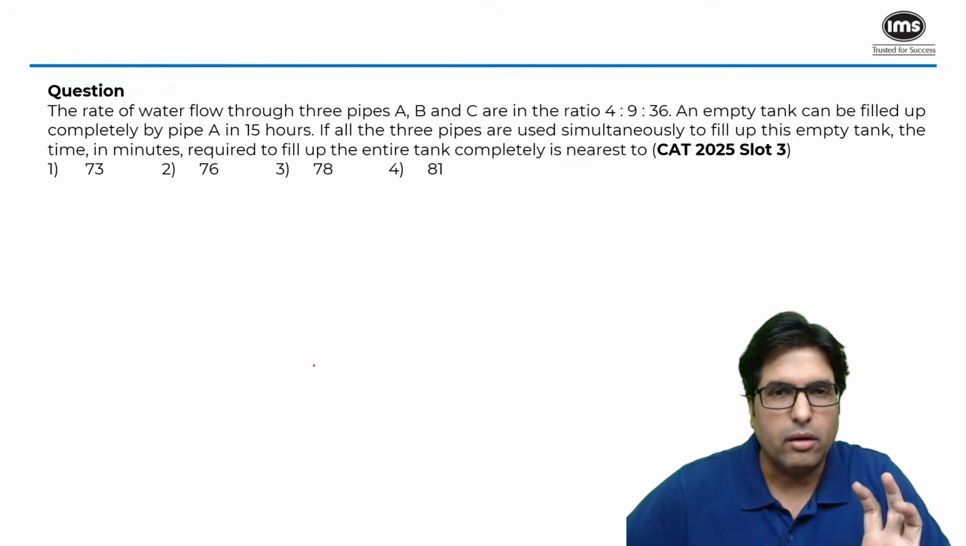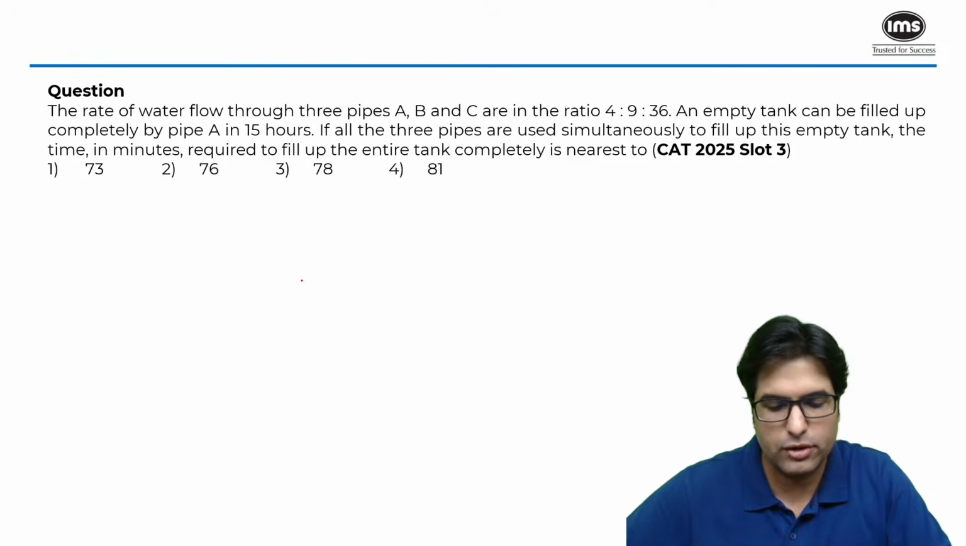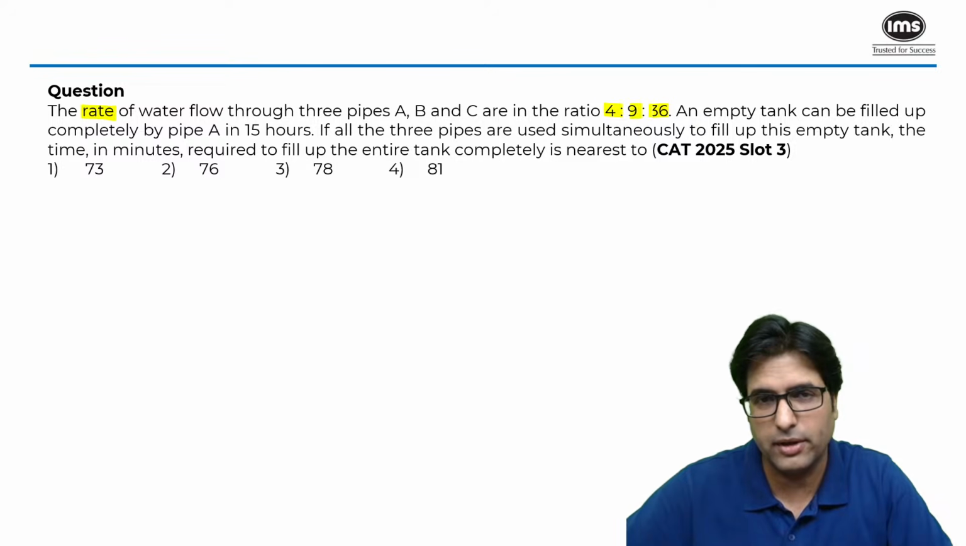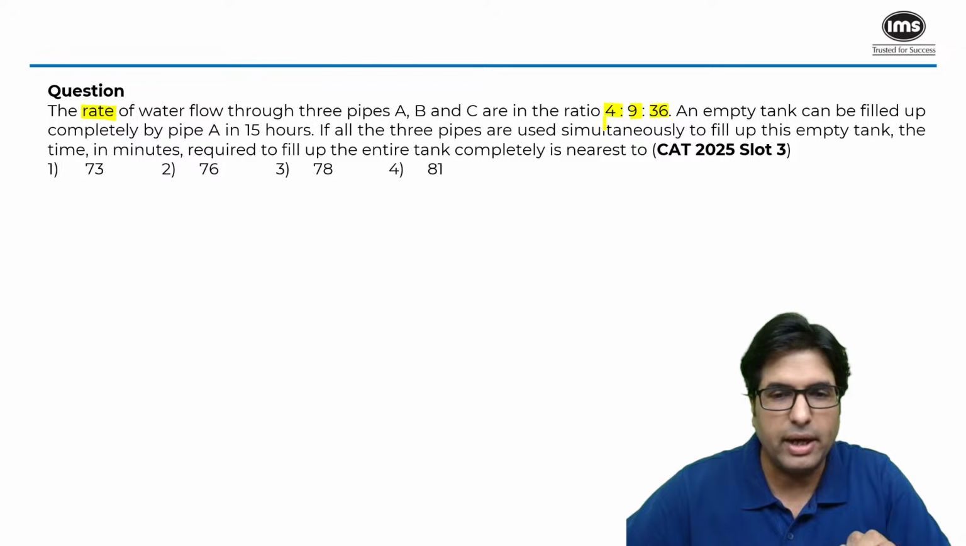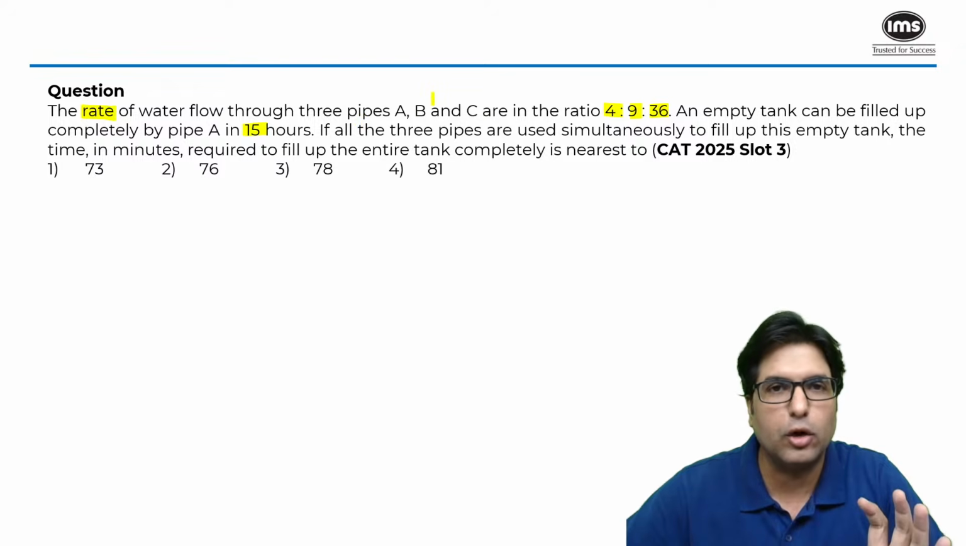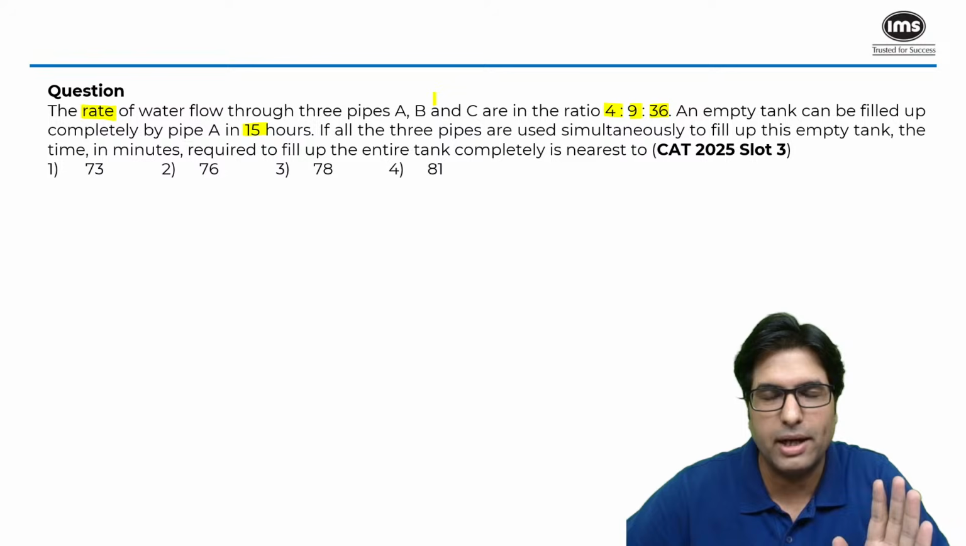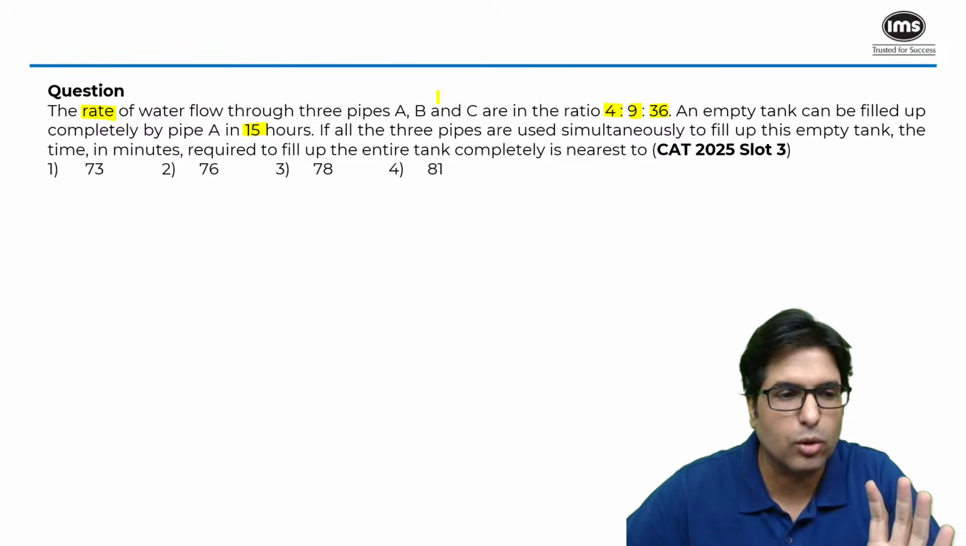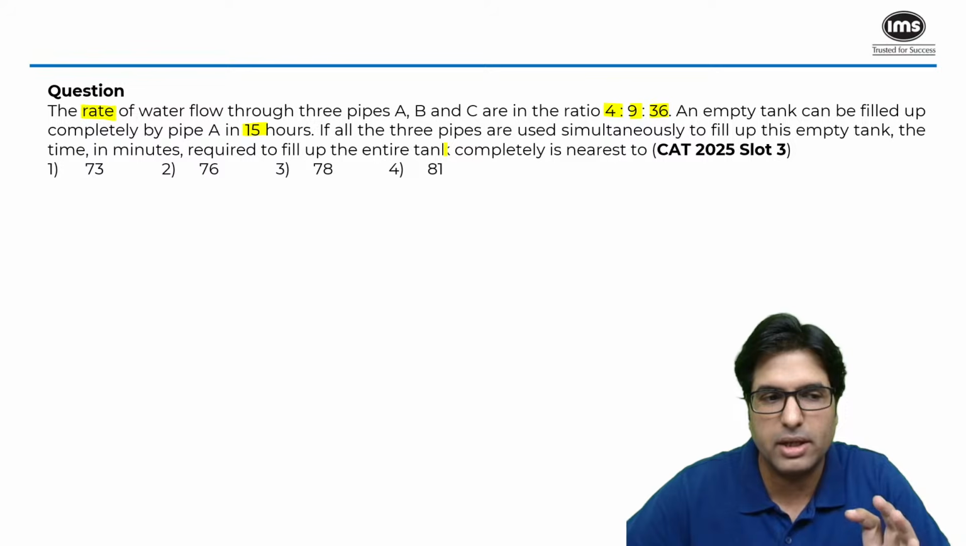All right. Now, in this much time, I would say if you just quickly go through this data, that the rate of water flow, so we are already given rates for 3 pipes A, B, C. Pretty familiar data. An empty tank can be filled up by pipe in 15 hours, which means if we multiply this ratio, 4, with 15, we can assume the work, because rate and time are given. Multiply them, we'll correspondingly get the total work that is required to be done, which is nothing but the capacity. So pretty much straightforward data. If all 3 pipes are used, then the time to fill up. I think a very easy, straightforward question.